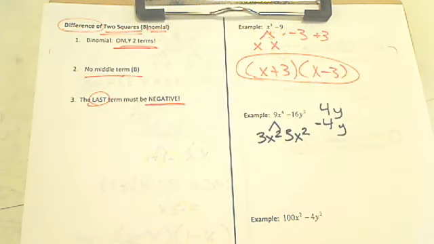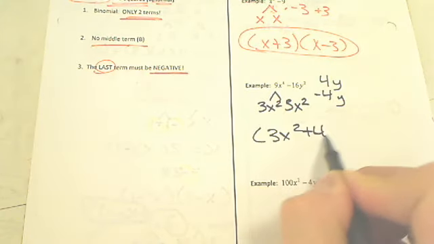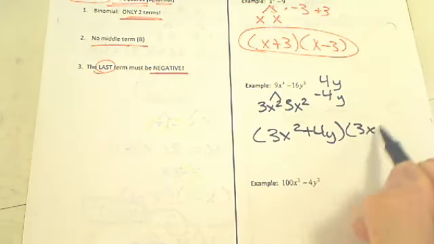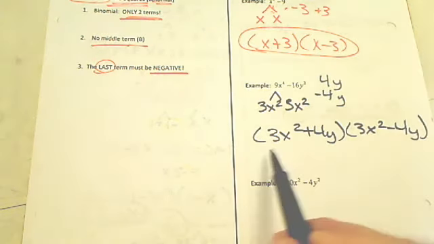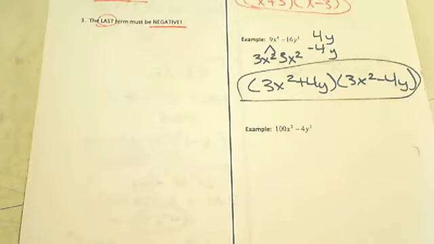Questions so far? Split it up. There's my answer. Because I want the middle to go away, so I have one positive and one negative. They have to be the same number to cancel out. Does not matter what order. Thank you for asking.